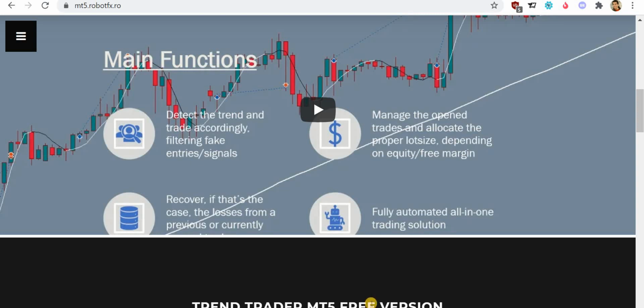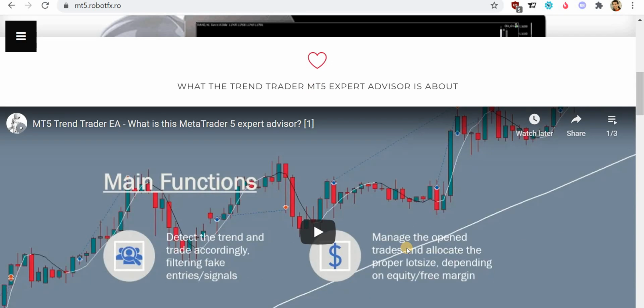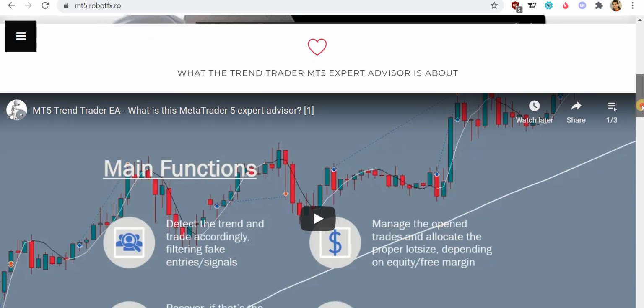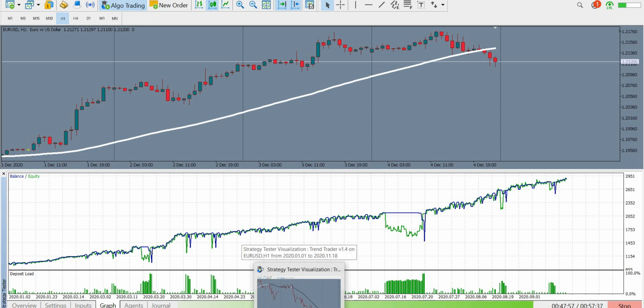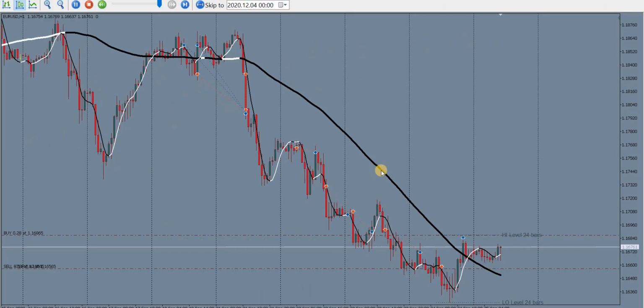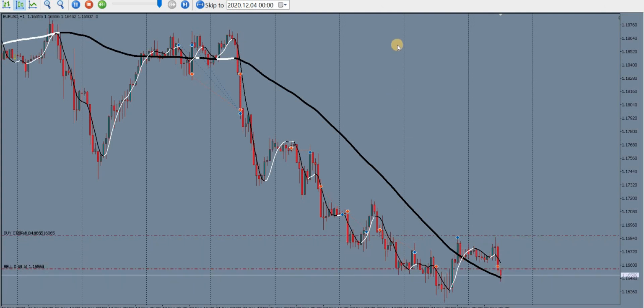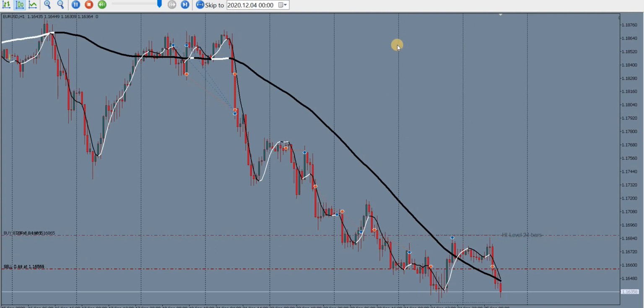As it is right now, the trend trader is already an all-in-one trading solution. It really has everything a trend trader needs. It takes the trend, it manages open trades, it trades accordingly to the trend and the price signals. It can recover the losses. It's just everything you need. All right, going back to the testing, the income looks fine. This Expert Advisor does its job.